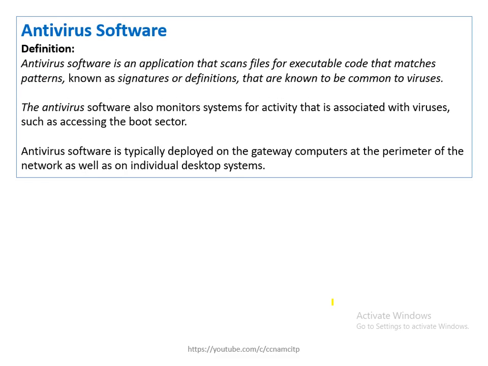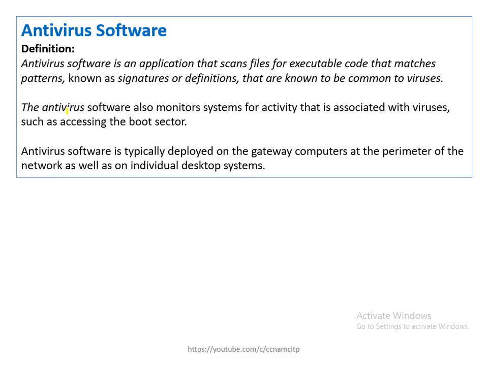Now we have certain antivirus software as well. What is the use of antivirus software here? We spoke about the viruses. Now it is time to understand antivirus software, because if there is a problem, there will be a solution as well. To deal with those viruses, we have certain software which is known as antivirus software. Once again, it is executable code that matches patterns known as signatures and definitions.